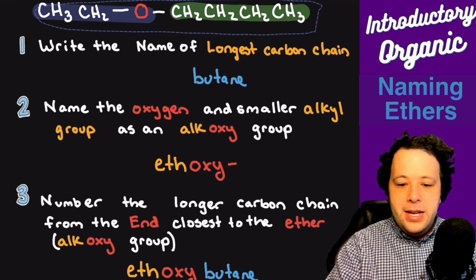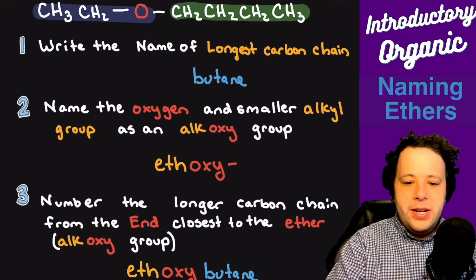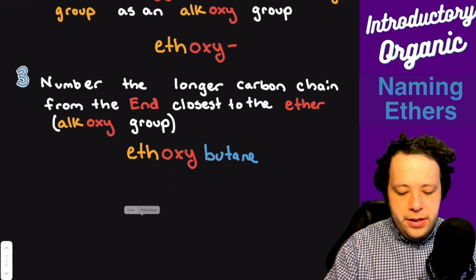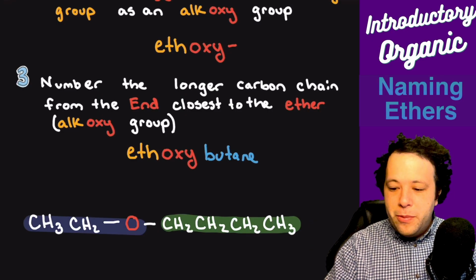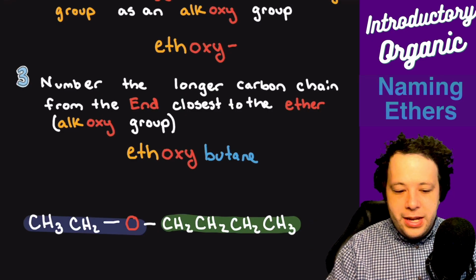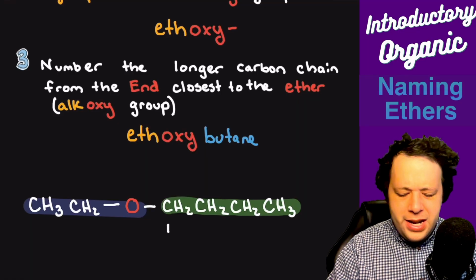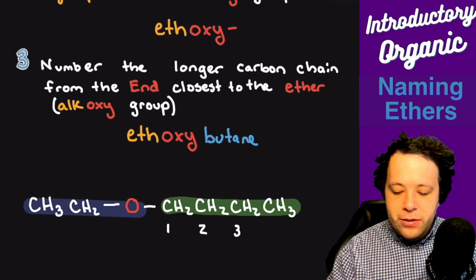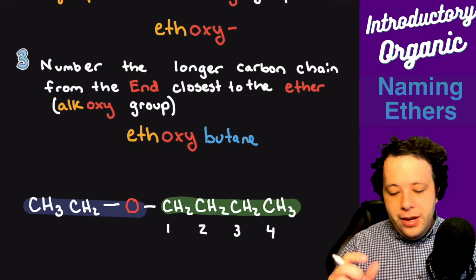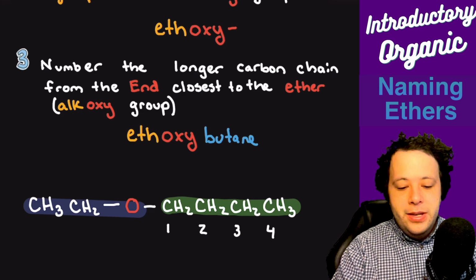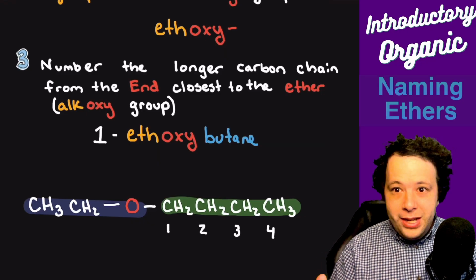Now, the final step depends on whether they're not attached exactly at carbon number 1. Maybe you might have the ether at position 2 or 3 or somewhere as a general branch. In this case, you have to number your longer carbon chain, starting close to the ether. The longest chain is only the part in green here, the one on the right, so you have to start numbering next to it. So in this situation, the official name would be 1-ethoxybutane.